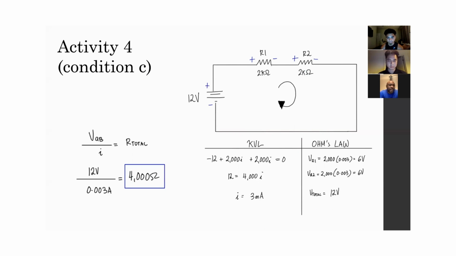As you can see, using the KVL law, we know that the voltage across the entire circuit is equal to 0. When we did the calculation, we know that resistance is equal to voltage over current. So we did VAB, and we realized that it's 12 volts over 0.003 amps, which equals a total of 4,000 ohms, which equals the total resistors in the circuit.